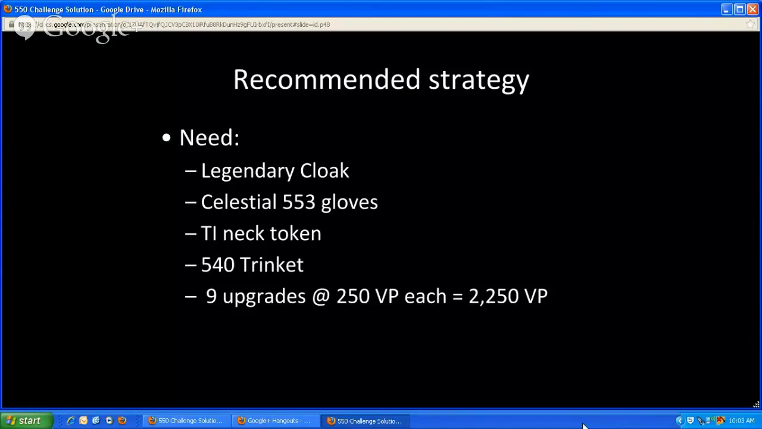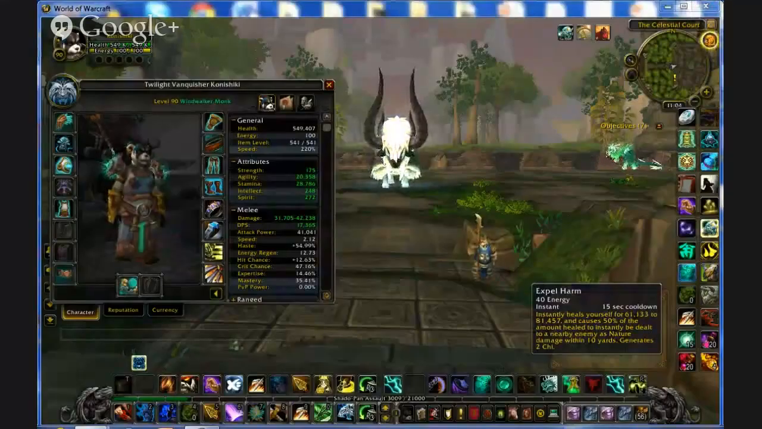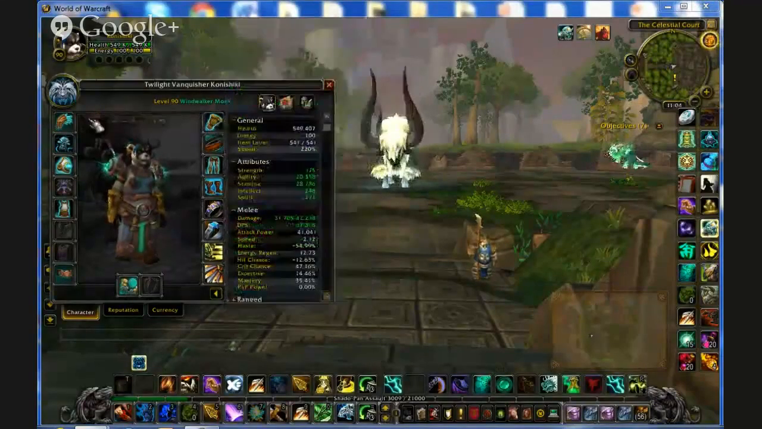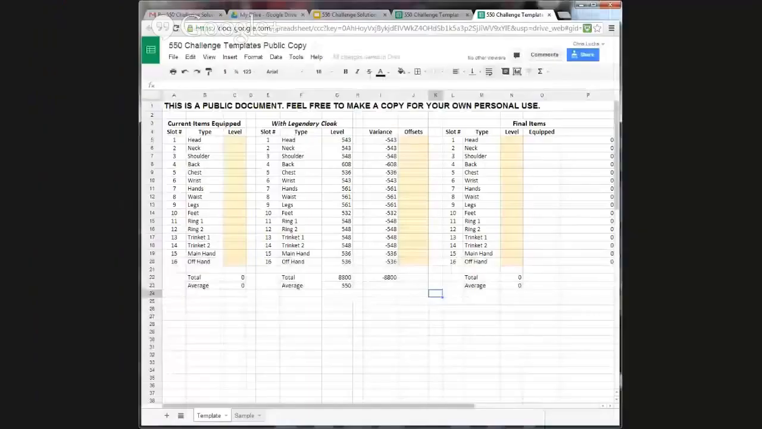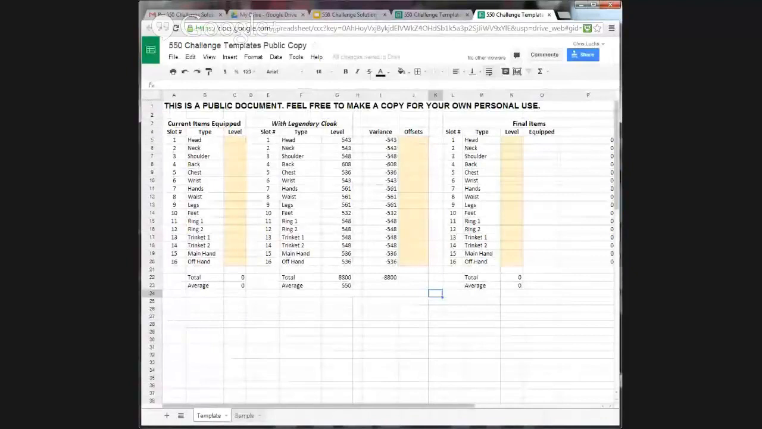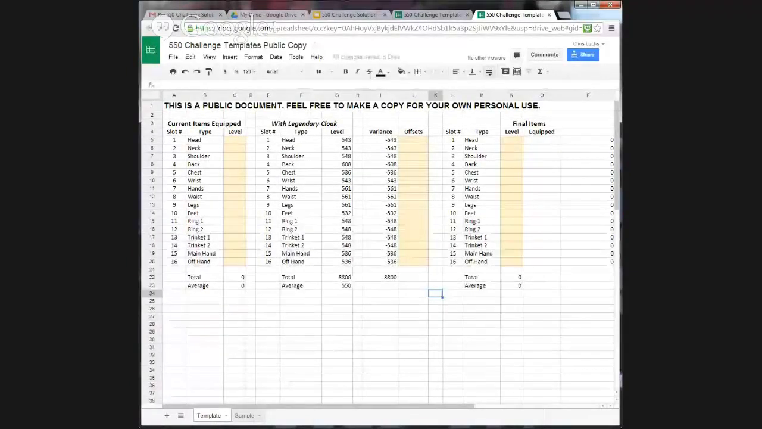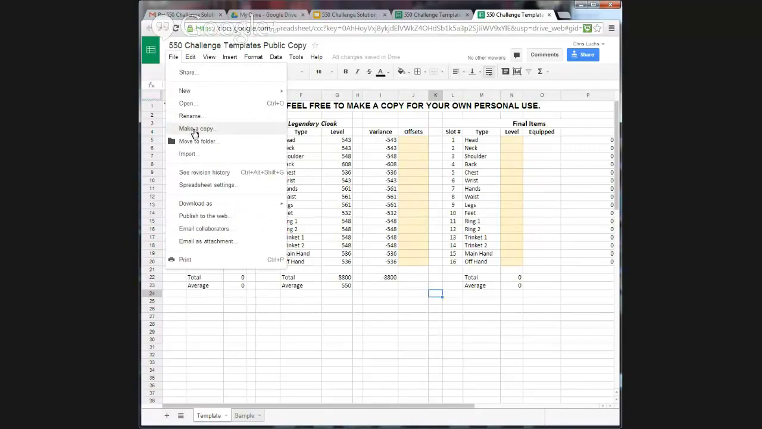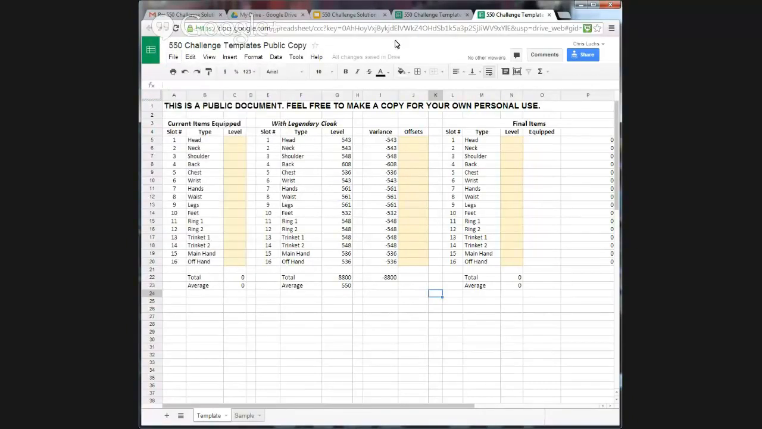One of the things I wanted to show you is I've already posted this in the Guild community, and I'm going to switch over my screen to another piece here. What you see on my screen is a public template, an open template. Everybody has the ability to make a copy for yourself. If you log in with your Google account, you'll be able to make a copy. Simply go to File and then Make a copy. That way it'll show up on your drive, and you can use that.